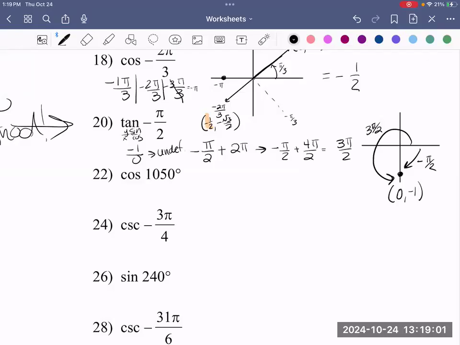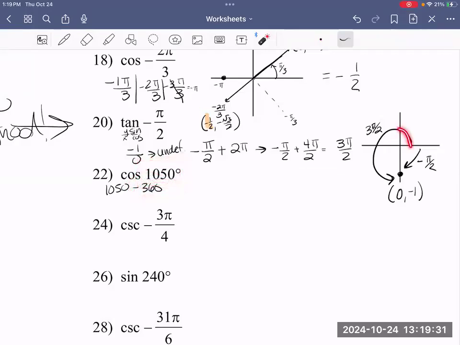Now let's try it again with 1050. So we're going to take 1050 and because it's in degrees, we are going to subtract 360 instead of 2 pi. So let's subtract 360. So 1050 minus 360. And we're going to subtract here because this is a degree that is more than 360.